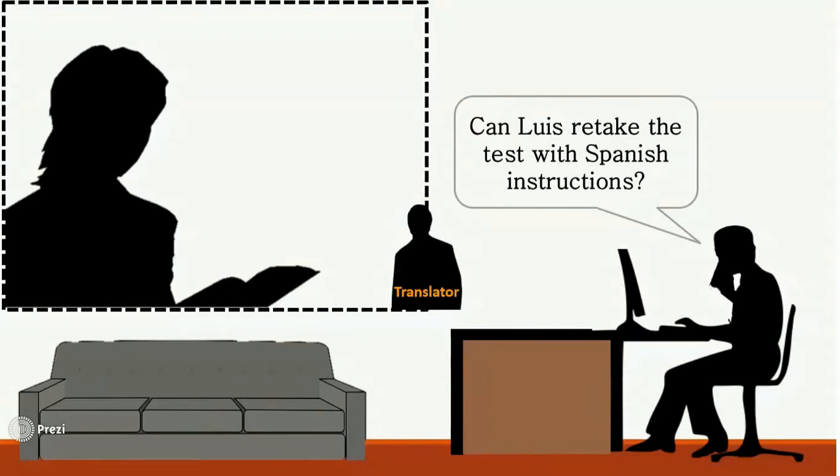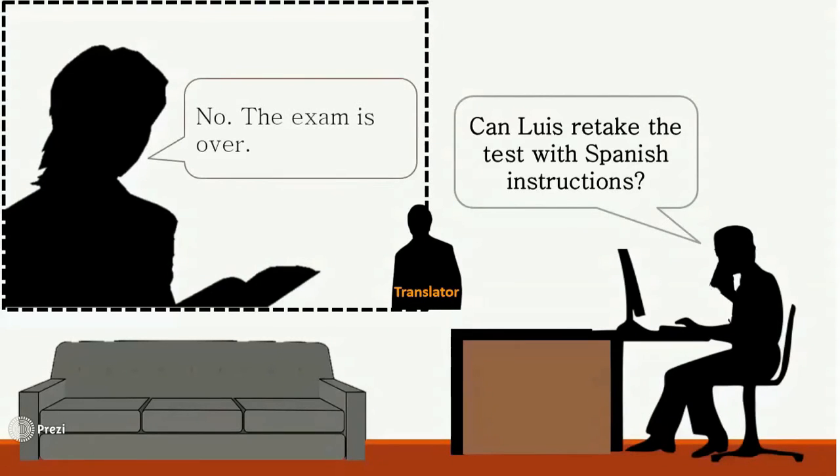Over the phone, Juan explained to Ms. Clark that Luis failed his state exam because he didn't understand the directions. He asked if Luis could retake the exam with Spanish instructions. But Ms. Clark declined to let Luis retake it, since the state exam was already over, and Luis would pass third grade after one more year of learning English.